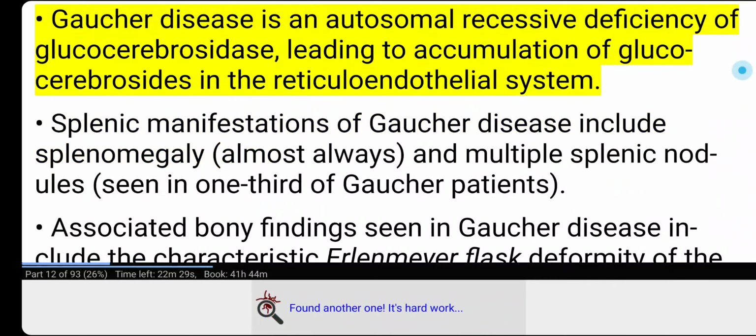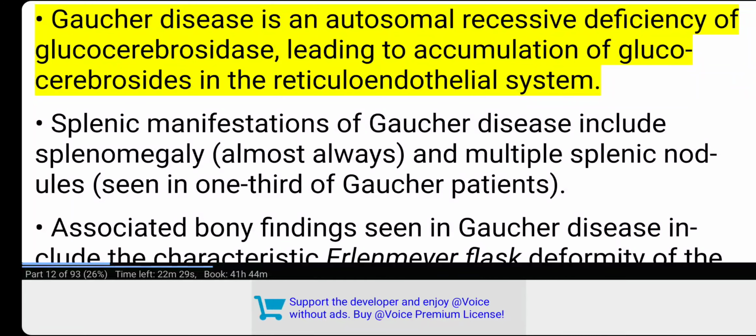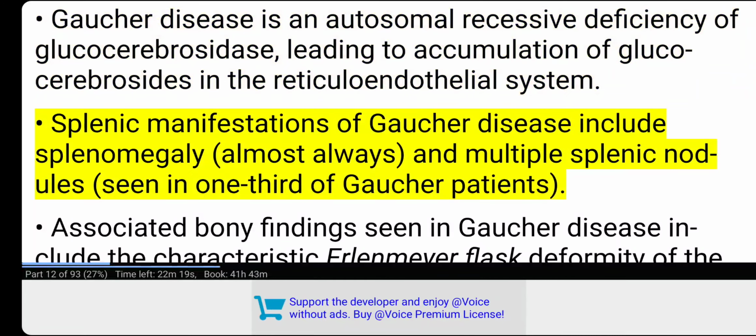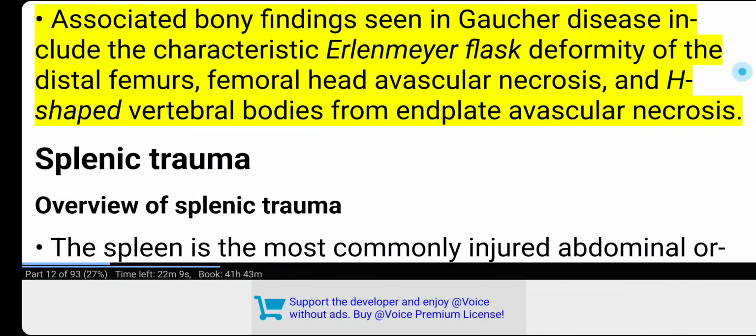Gaucher disease. Gaucher disease is an autosomal recessive deficiency of glucocerebrosidase, leading to accumulation of glucocerebrosides in the reticuloendothelial system. Splenic manifestations of Gaucher disease include splenomegaly, almost always, and multiple splenic nodules, seen in 1/3 of Gaucher patients. Associated bony findings include the characteristic Erlenmeyer flask deformity of the distal femurs, femoral head avascular necrosis, and H-shaped vertebral bodies from endplate avascular necrosis.